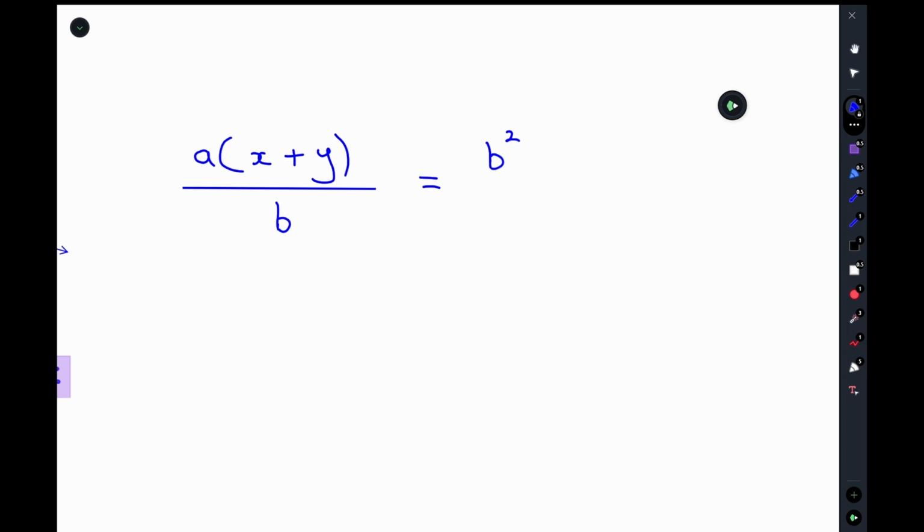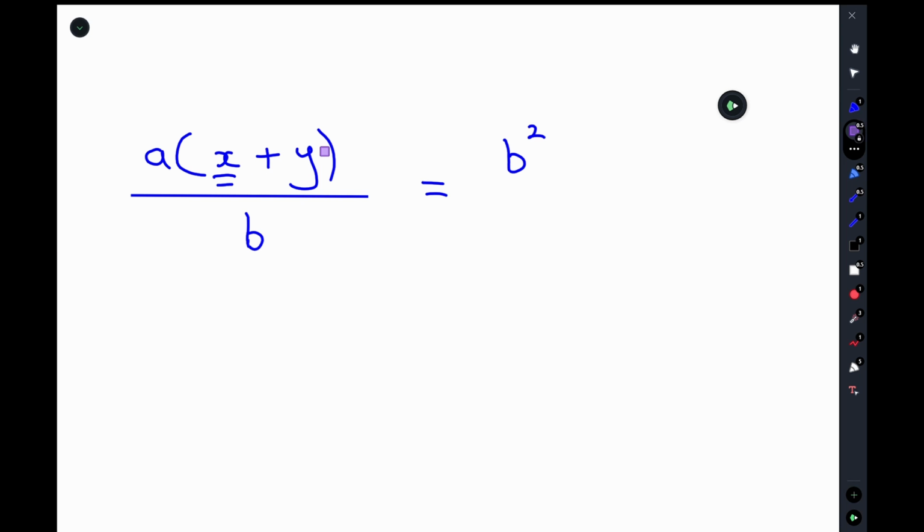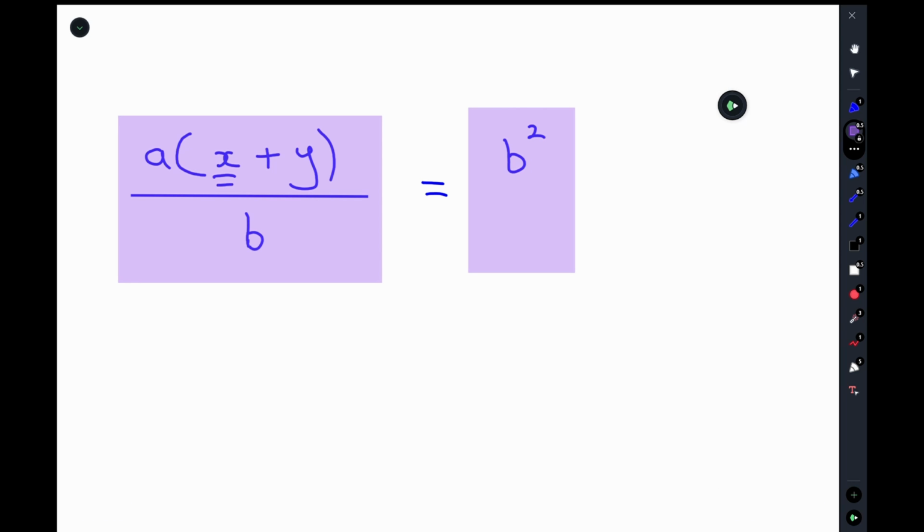Now in this question, again we want to make x the subject of the formula, which means that one by one we must move a, y, and b to the other side of the equation. So the first step is we recognize how many terms are present. This entire expression is considered one term, and this is our second term. So there are 2 terms in this equation.